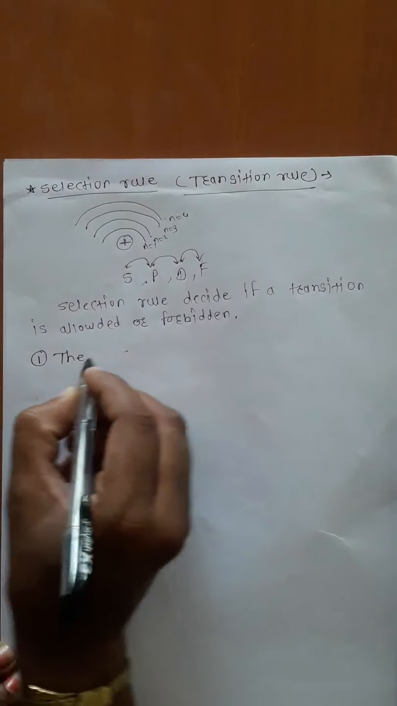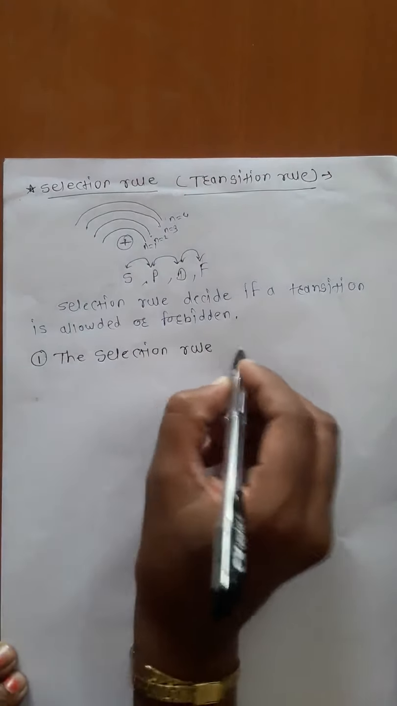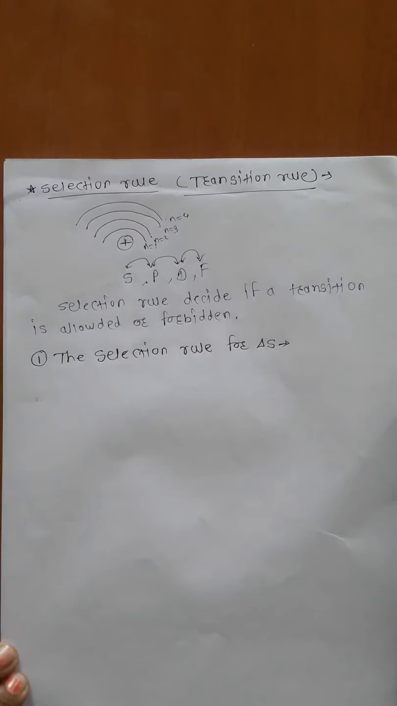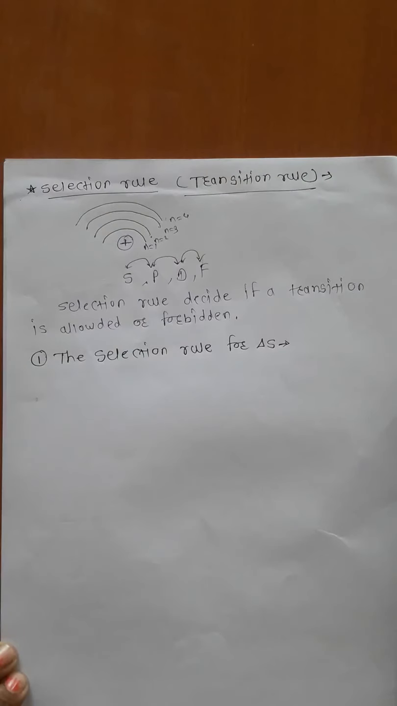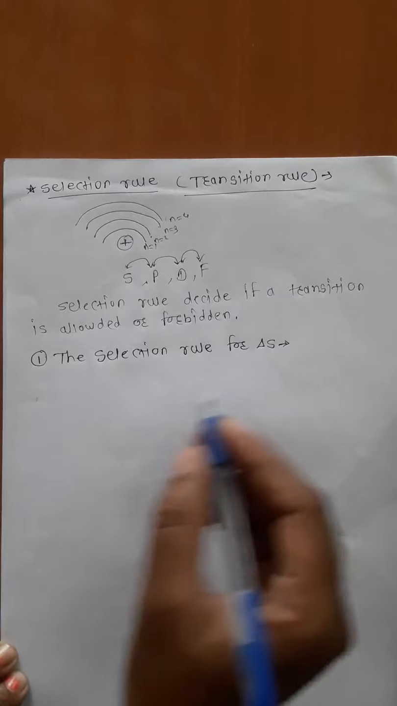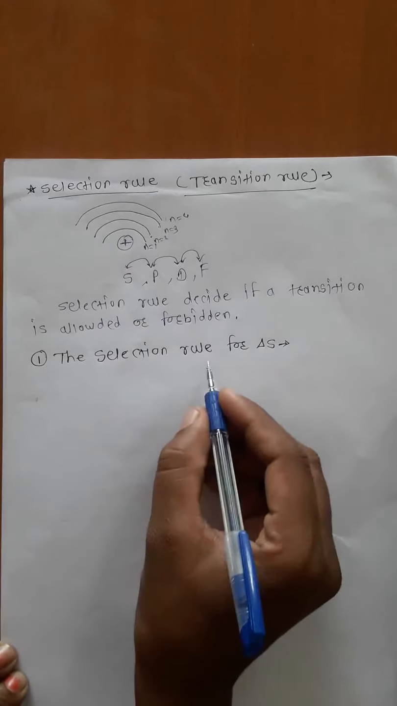Delta S means what? The spin angular momentum. What is the selection rule for delta S? In delta S, during the transition between energy levels, an electron does not change its spin.